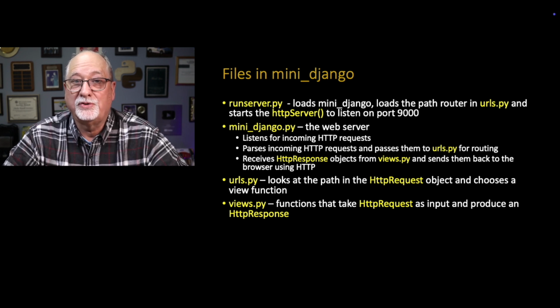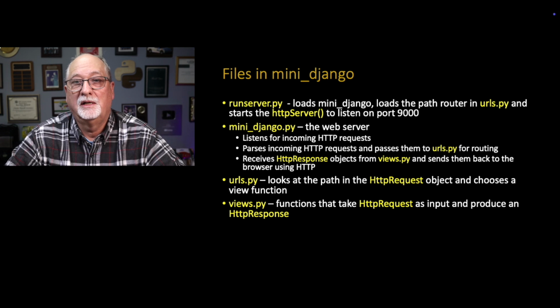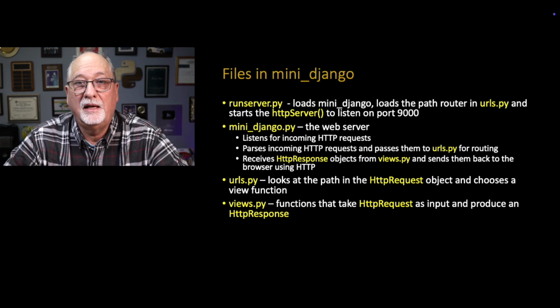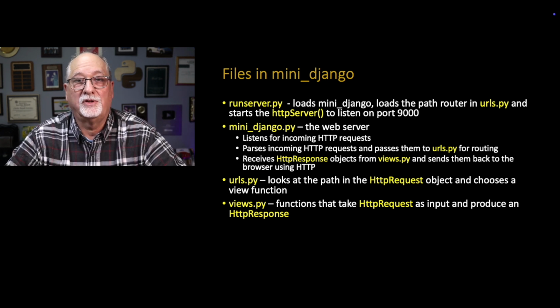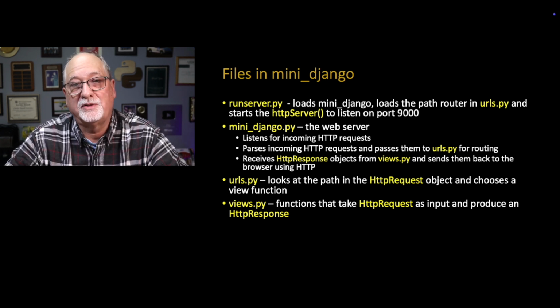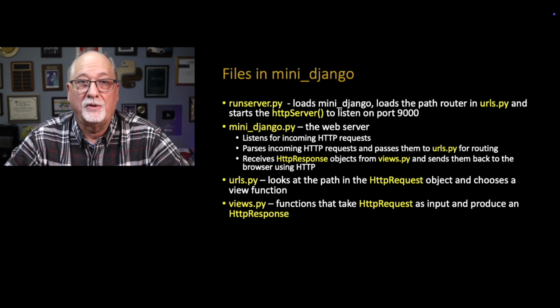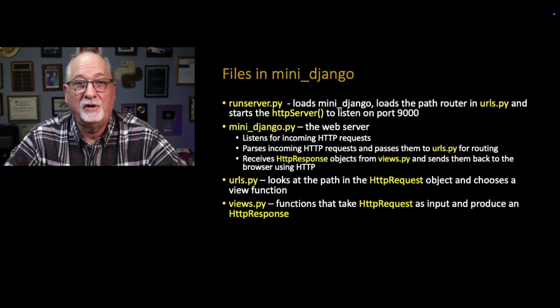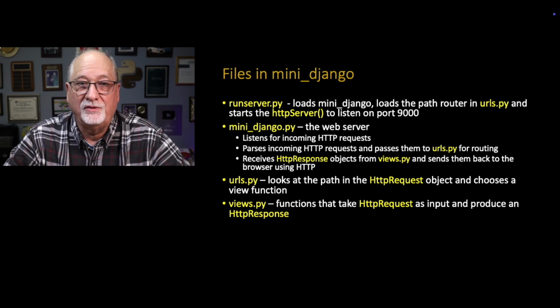Then the view produces the HTTP response object, and then urls.py sends that back to the HTTP server, and then the HTTP server sends it back to the browser using the HTTP protocol correctly. The urls.py, much like any Django application's urls.py, looks at a path in the HTTP request object and then chooses a view function.